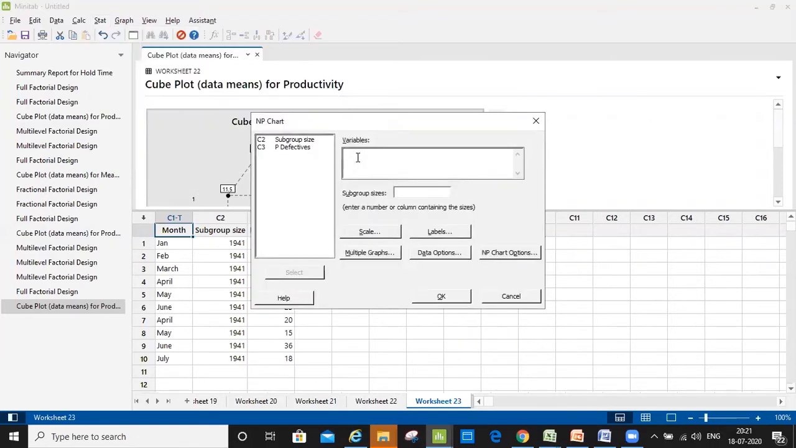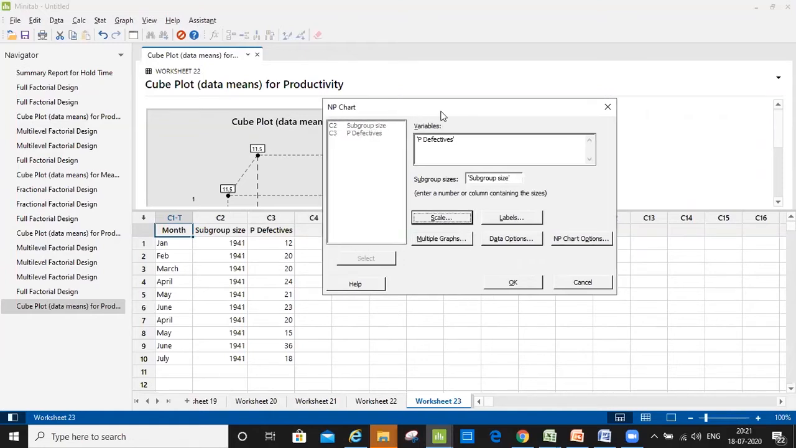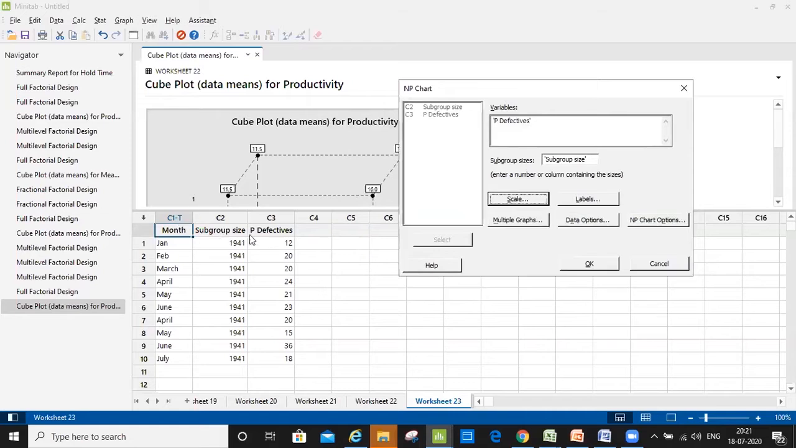In the variables, I will mention the defectives that we have. And in the subgroup sizes, I would mention the total number of things which I have measured. So in this data, it says in January, 1941 was the volume, and out of that 12 defects were there. In February, the same volume, and we have 20 defects.